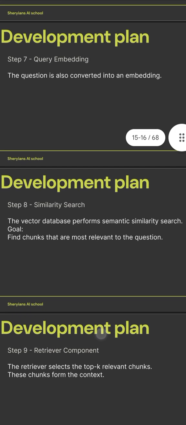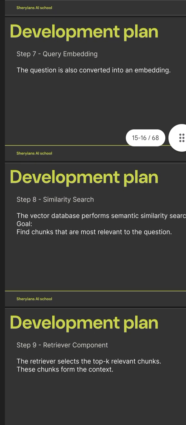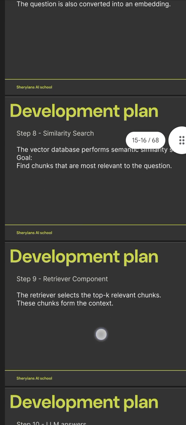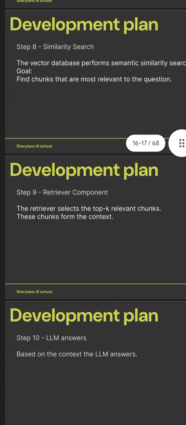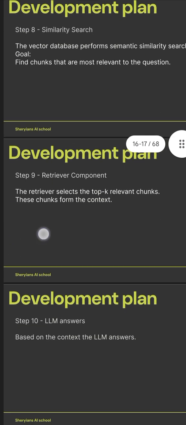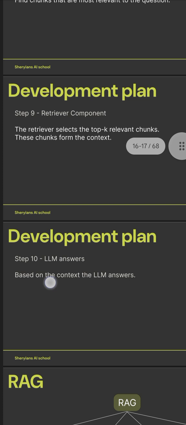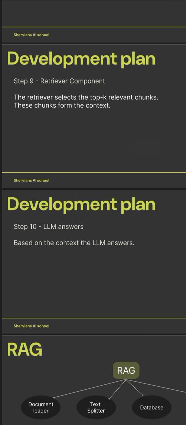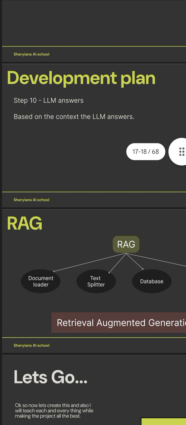The vector database will perform a semantic similarity search. Go find chunks that are most relevant to the question. So we are going to find those chunks from the vector database that are most relevant to the question, that are most relevant to the query embedding. The retrieval component, the retriever, selects the top k relevant chunks. These chunks form the context. The LLM answers based on the context.